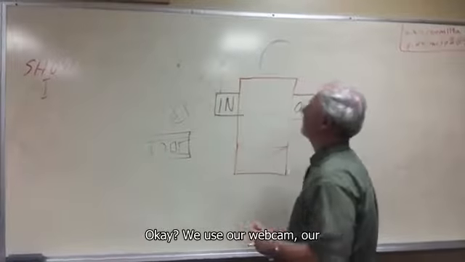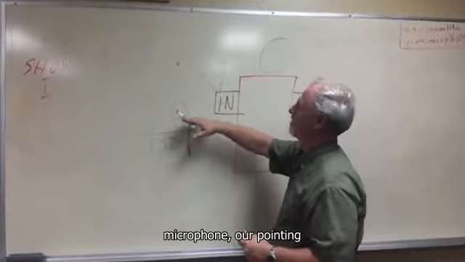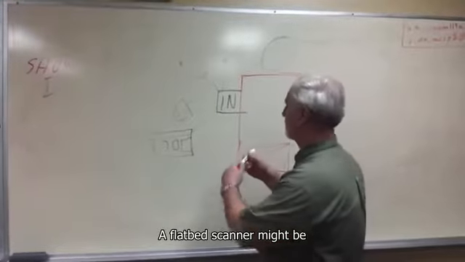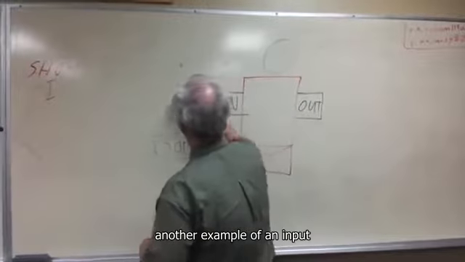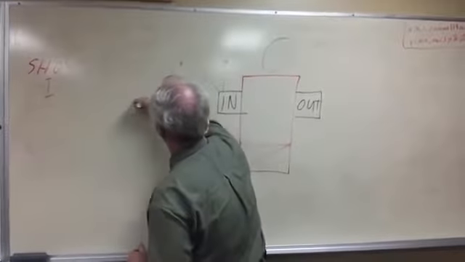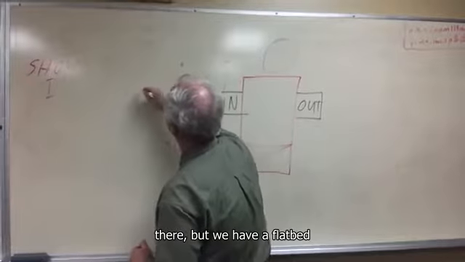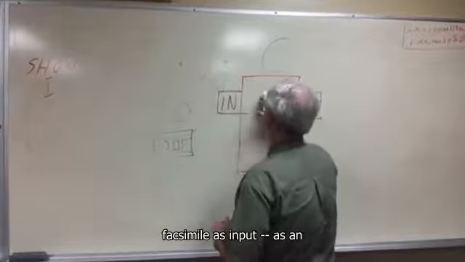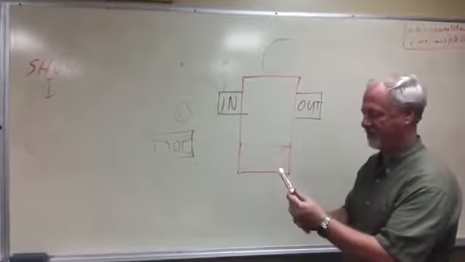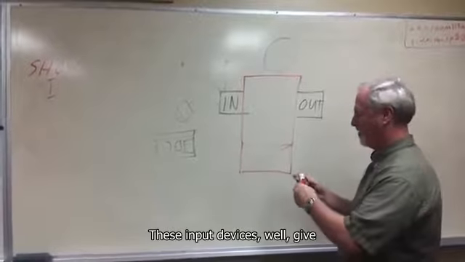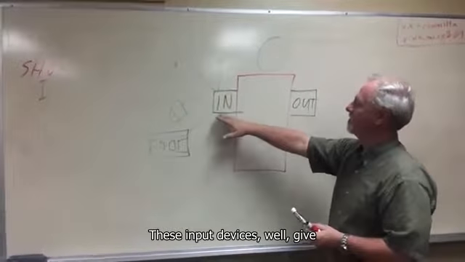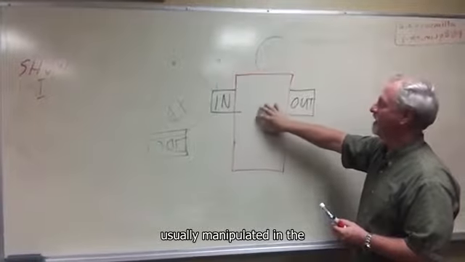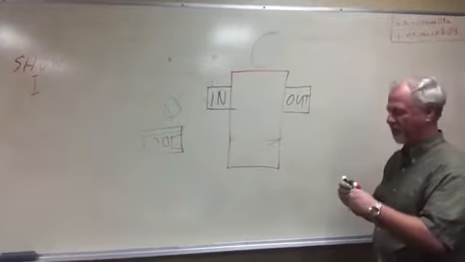We use our webcam, our microphone, our pointing devices, our keyboard. A flatbed scanner might be another example of an input device. That might be a little hard to see there. But we have a flatbed scanner that would fax a facsimile as input, as an input device. These input devices get stuff into the computer, usually manipulated in the computer, and then it's outputted through other devices.